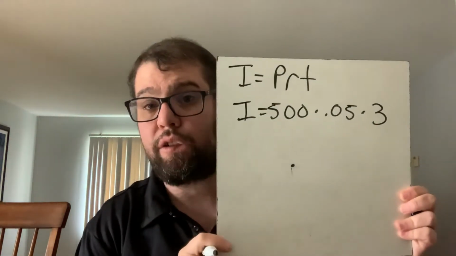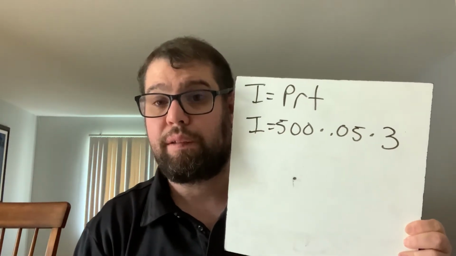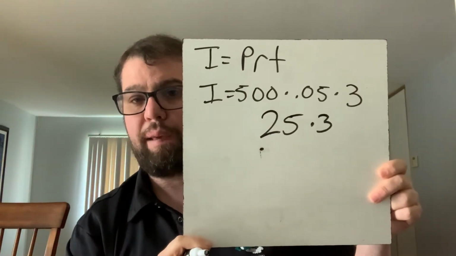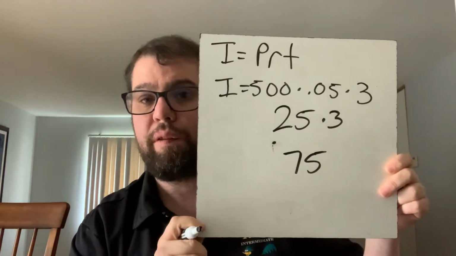In your calculator, you're going to do 500 times 0.05 and write that answer down. Now, use your calculator. I'm going to do it the old math way. And I get 25 times 3. 25 times 3 is 75. And we just solved the first problem.